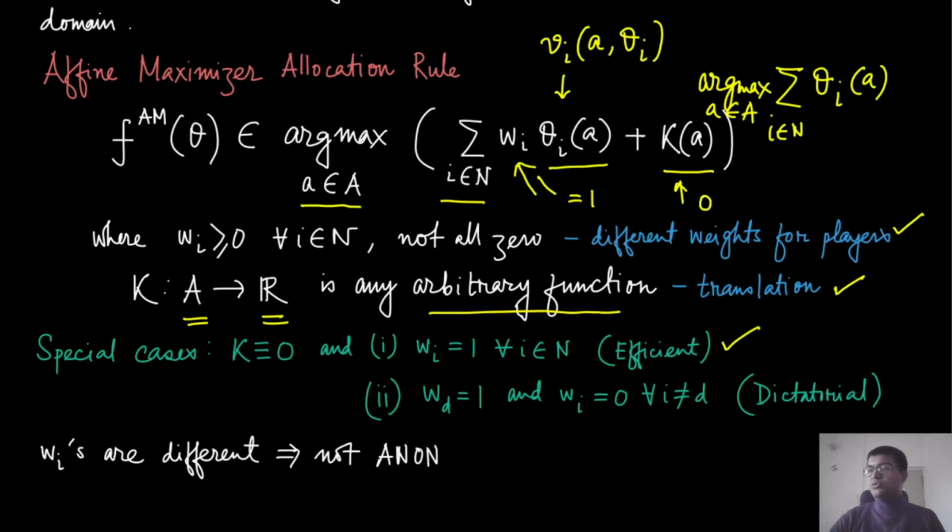The other one is if you just pick w_d, where there is a distinguished player which we call the dictator. His or her weight is essentially 1, and for all the other players the weight is 0. So you just look at the valuation of the dictator and pick the allocation that maximizes that valuation. So you are only making the dictator happy and nobody else. Also, kappa is identically equal to 0. So both efficient and dictatorial rules are special cases of the Affine Maximizer rule. So this is clearly a superclass.